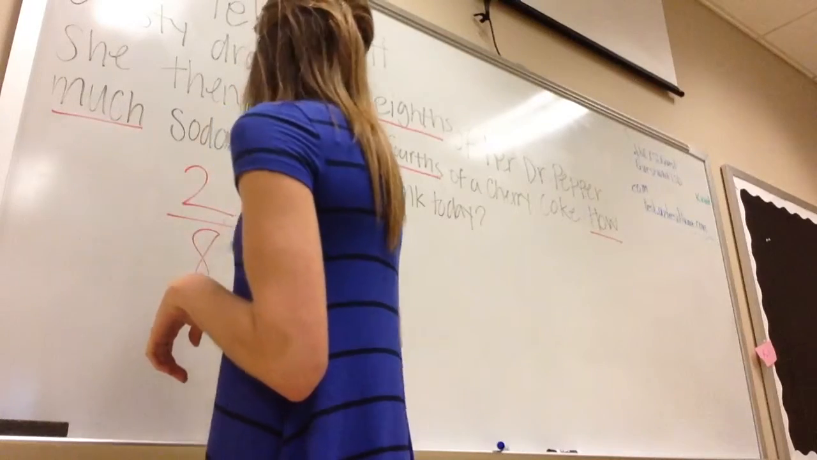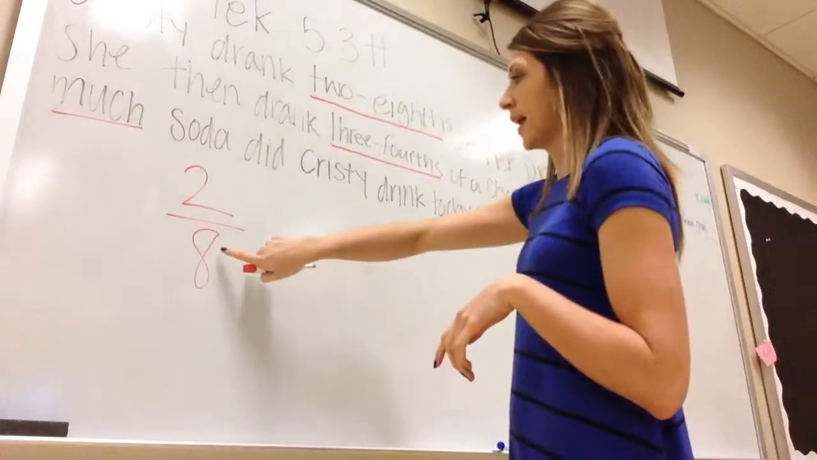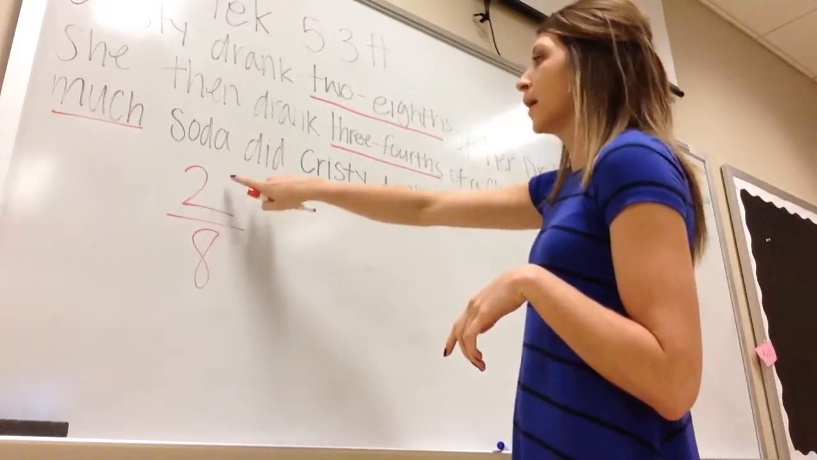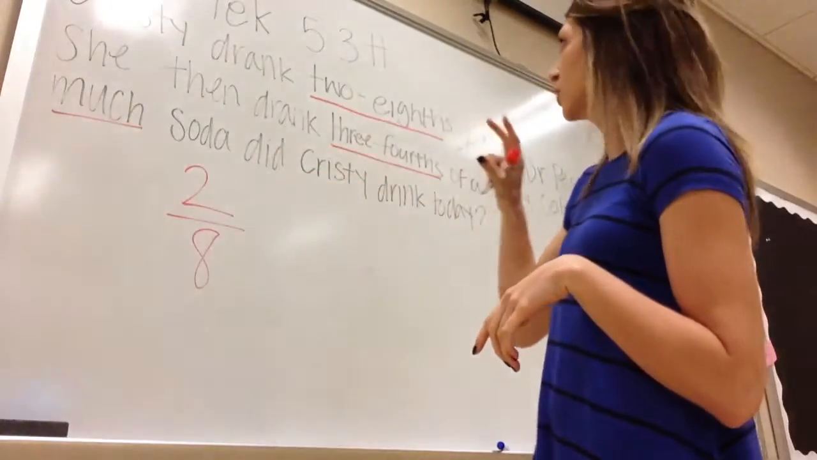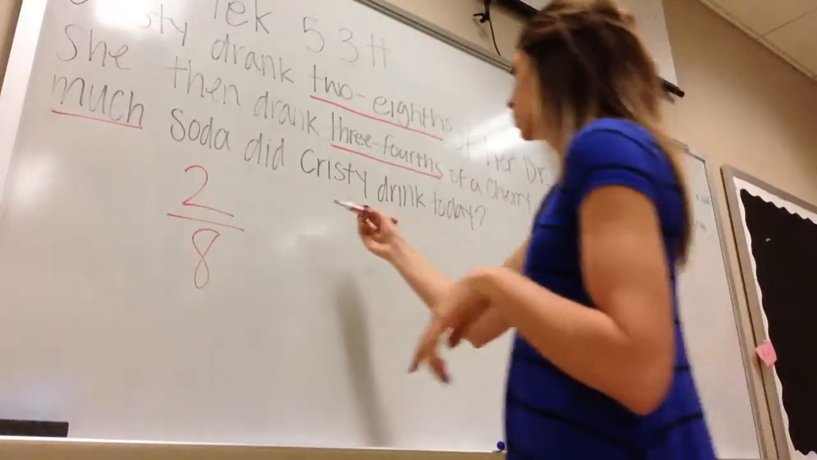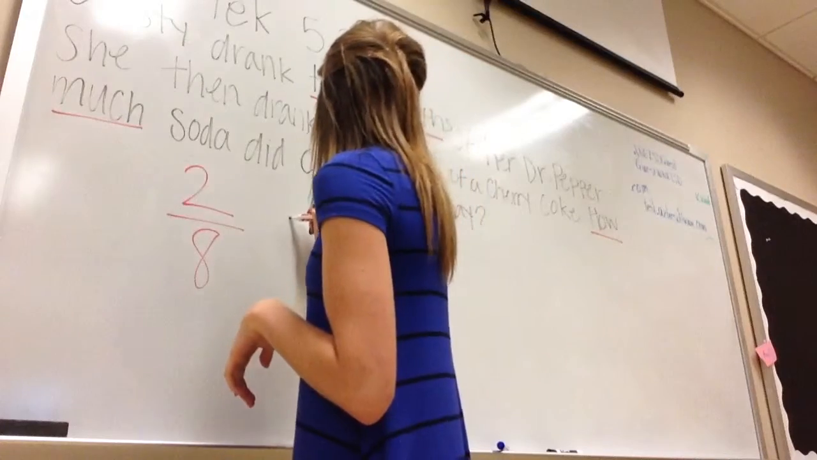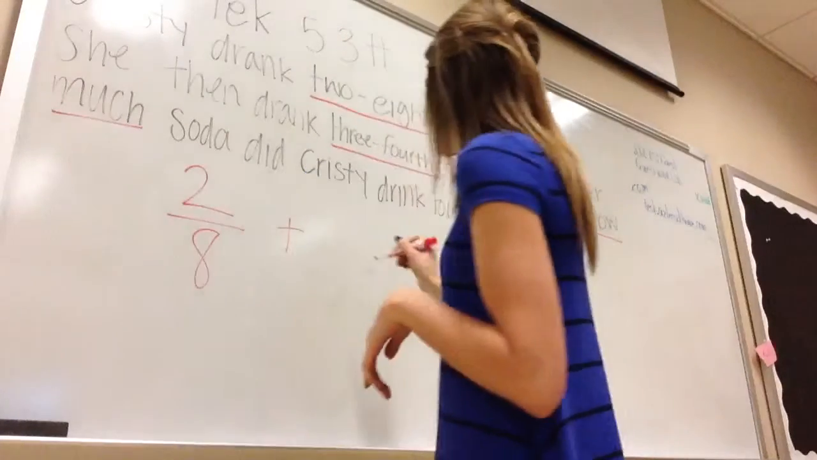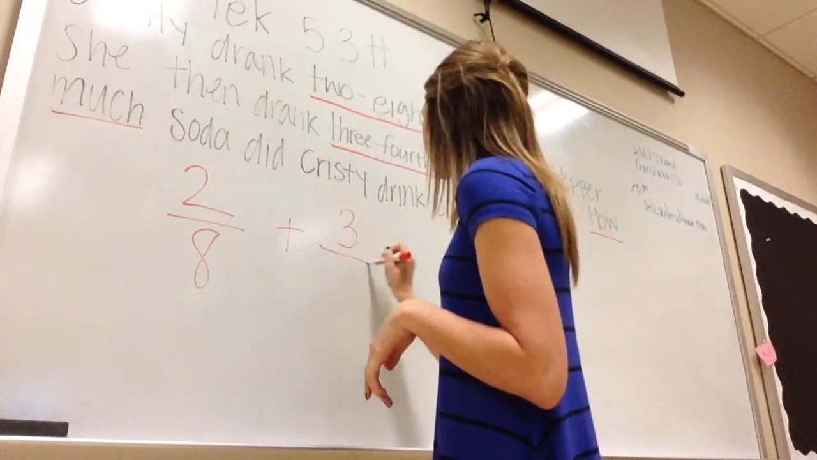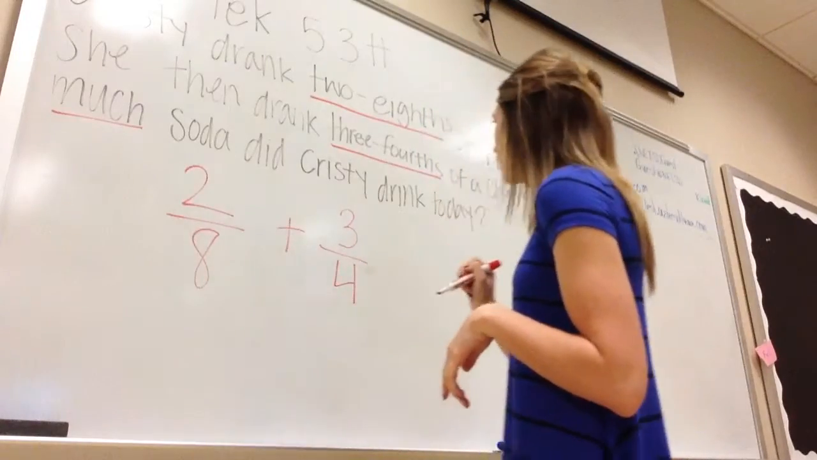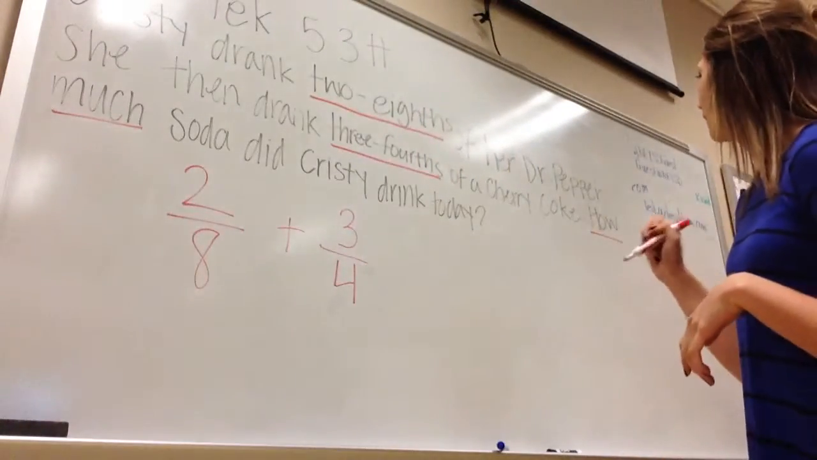So, we have 2/8. Our whole is 8 pieces, or 8 parts, but there's only 2 parts because she drank 2/8 of her Dr. Pepper. So she drank 2 parts of that 8, which is our whole, plus the 3/4 of the cherry Coke she drank. She had a lot of caffeine today.